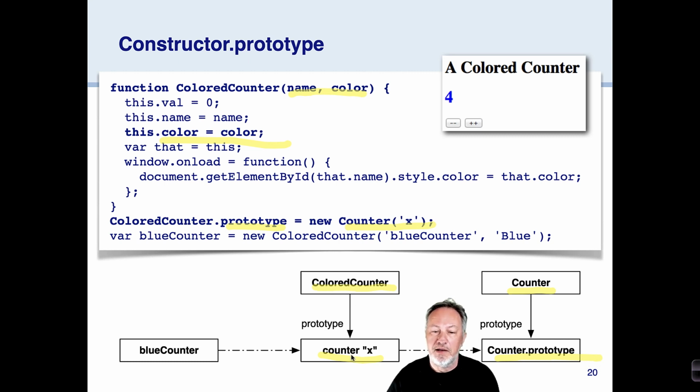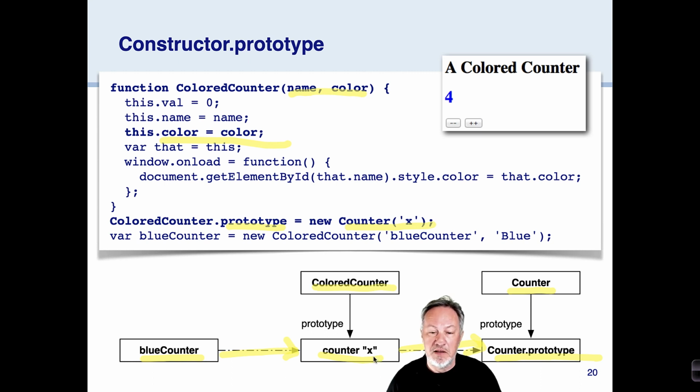The colored counter has as its prototype a counter x instance, and blue counter then, when it gets instantiated, it will have as its prototype counter x. So now this is the prototype chain that we get. So blue counter will have as its prototype counter x, and counter x will have as its prototype counter.prototype. Notice in here, in counter.prototype, we have the inc and the dec methods because we assign them to the counter.prototype.